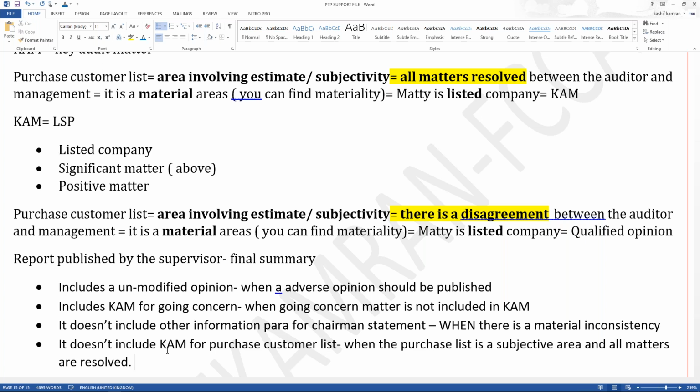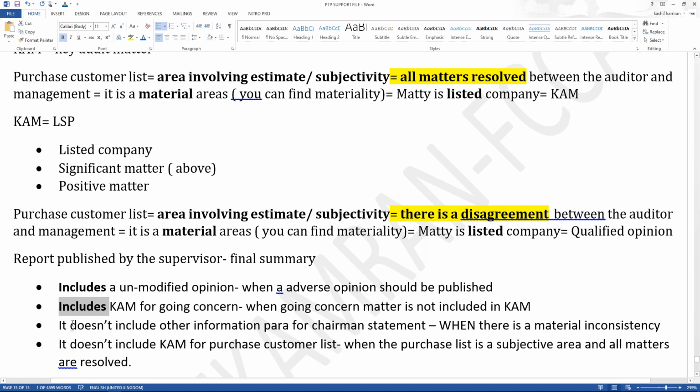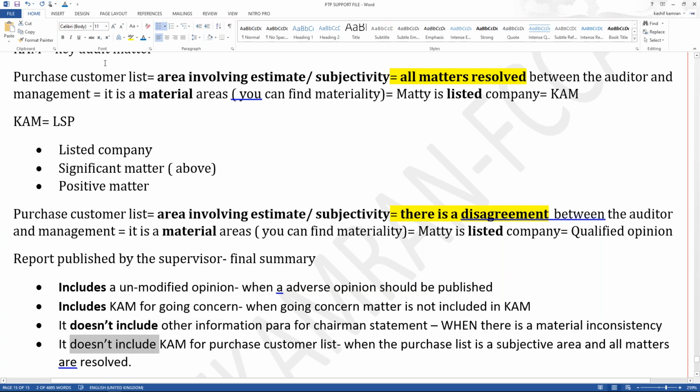So I think the report published by the supervisor includes something when it should not be included, and the report published by the supervisor doesn't include something when it should be included. So there are two doesn't and two includes. I hope you're all clear on that. 5 marks. I hope you can write more than a 5 marks answer here. There are so many issues in the report published by the supervisor. So are you getting a clear analysis of this question number 3 of the June 21 exams?